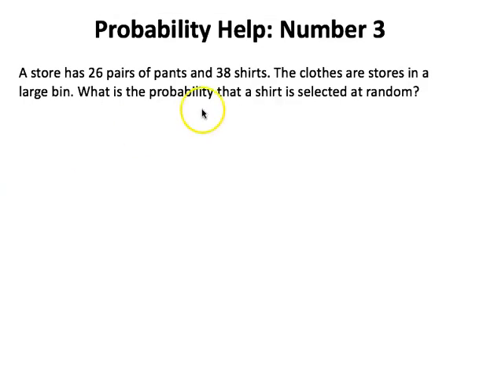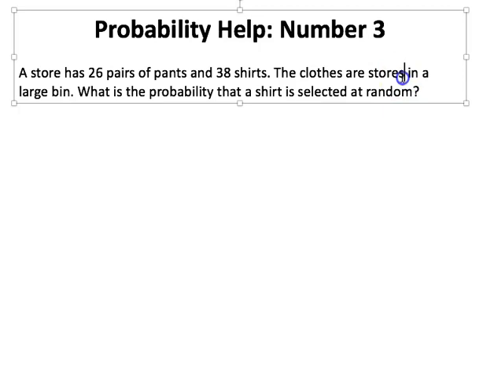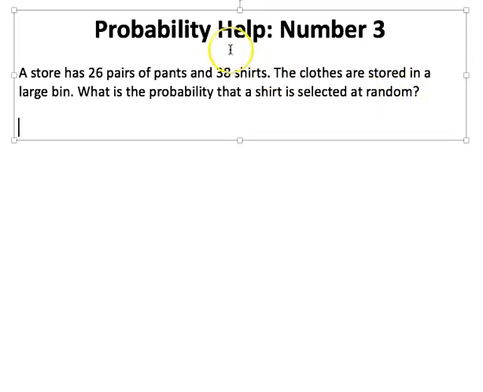Number 3, a store has 26 pairs of pants and 38 shirts. The clothes are stored in a large bin. What is the probability that a shirt is selected at random? So this one's a little more math involved. What I have to do is find the relative probability, which means, let me insert a fraction bar. Yep, a lot of fractions this unit.